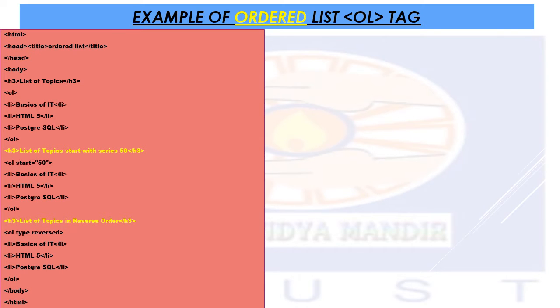And here again you can see list of topics start with series 50. You can see the start attribute has been put over here. That means I want to start my listing with the number 50. So if I want that type of output in the OL tag, I am using the attribute as start. So OL start is equal to 50. When I give this, it states that the numbering will start with 50.